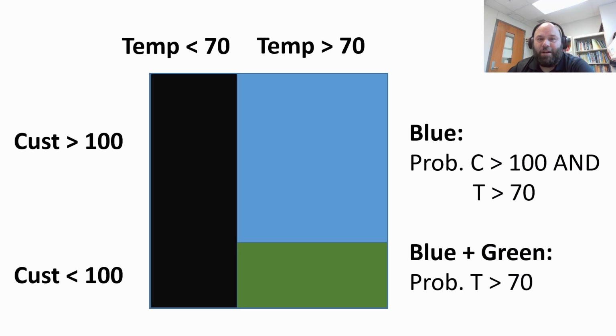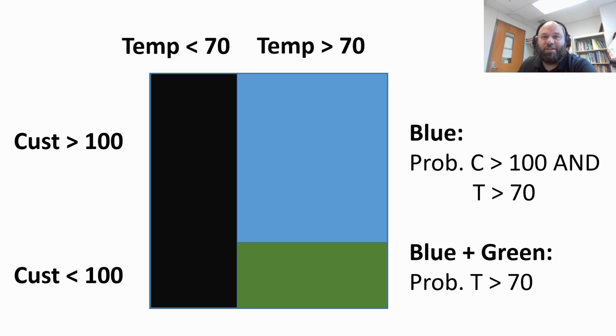So what we've got here is the blue region. This blue square right here is the probability that you'll have more than 100 customers, that's the upper part, and simultaneously the temperature is bigger than 70 degrees. This green region is simultaneously having fewer than 100 customers, but the temperature remains over 70 degrees. So together, the blue and the green region combined is the probability that the temperature is larger than 70 degrees.